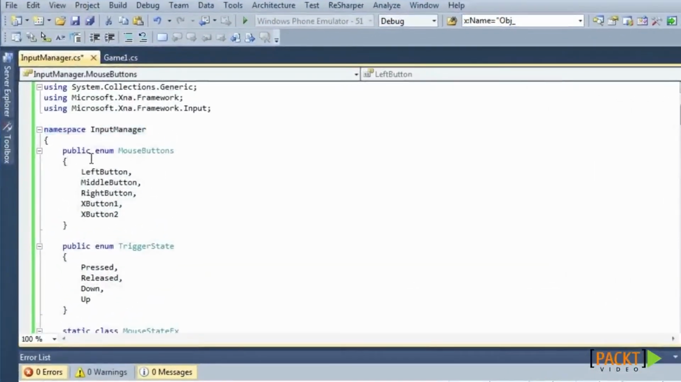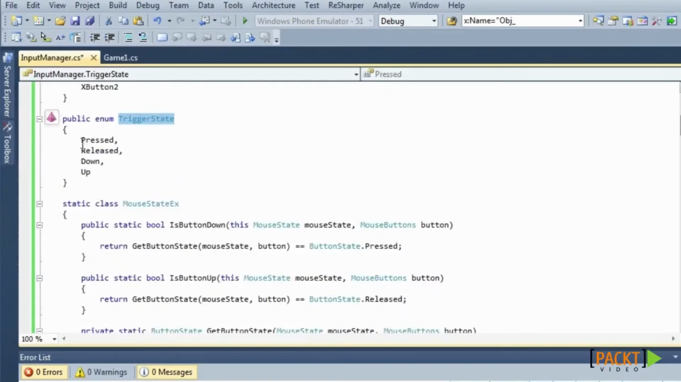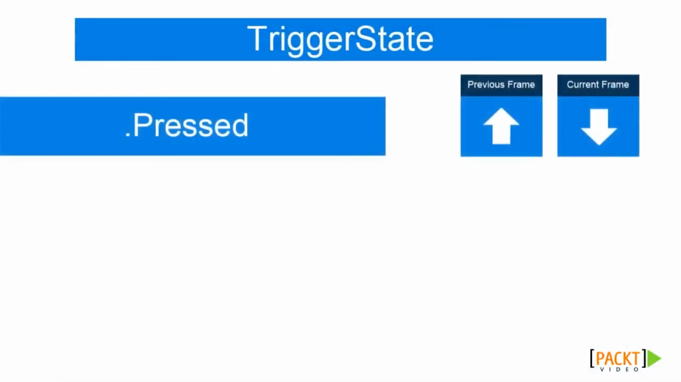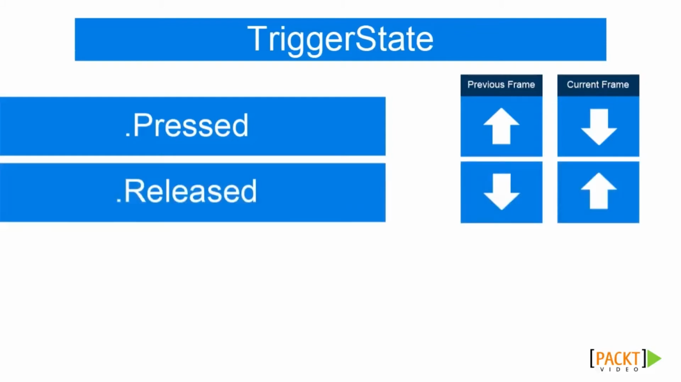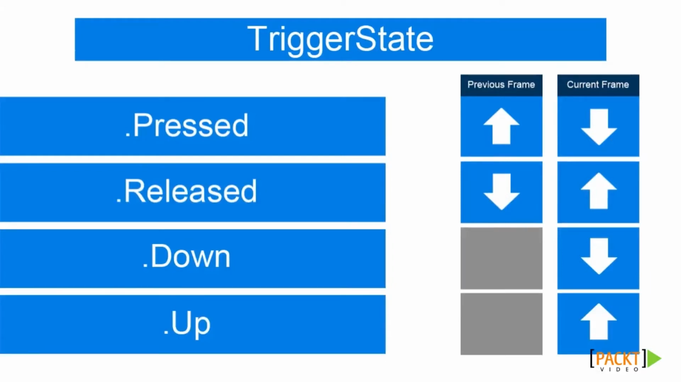We start by defining 2 enumerations, one representing all the mouse buttons, because we already have an enumeration for the keys and gamepad buttons, and to keep things consistent, we create this one for the mouse buttons. The second one is a trigger state enumeration, containing the possible states of a button. Pressed is being up in the previous frame and down in the current frame. Released is being down the previous frame and up in the current frame. Down is just being down in the current frame, and up is being up in the current frame.